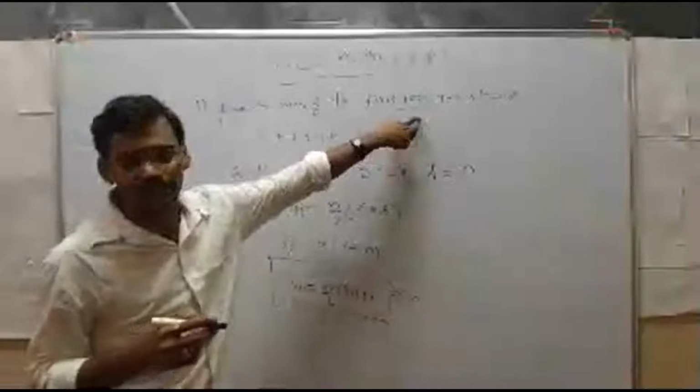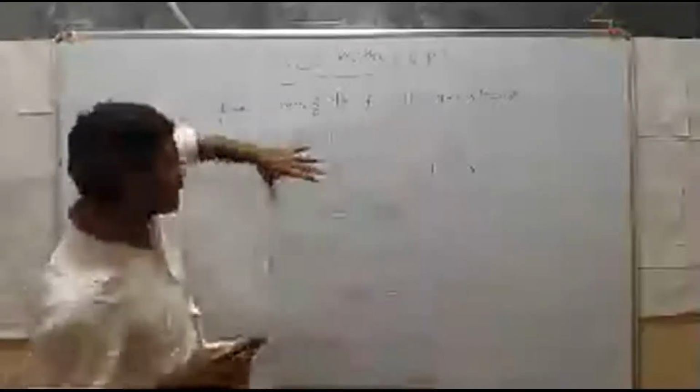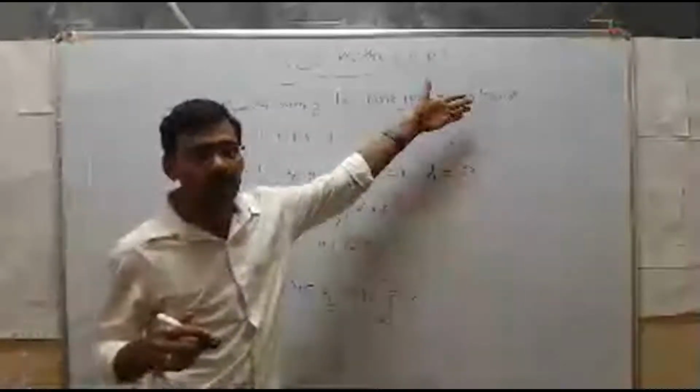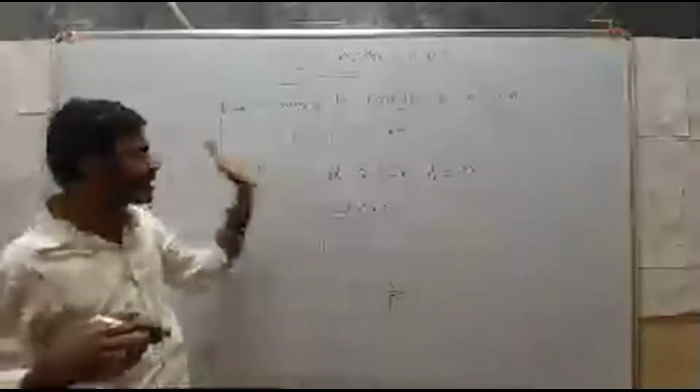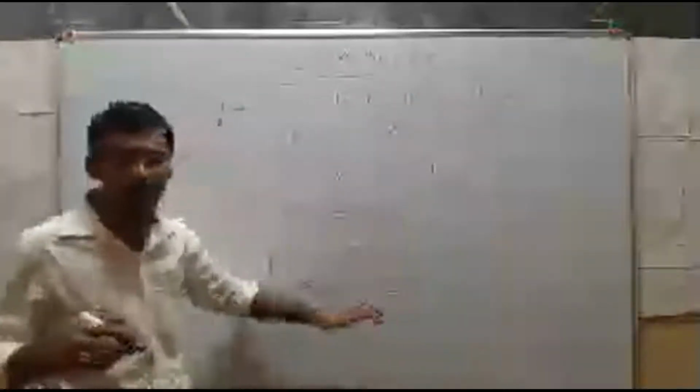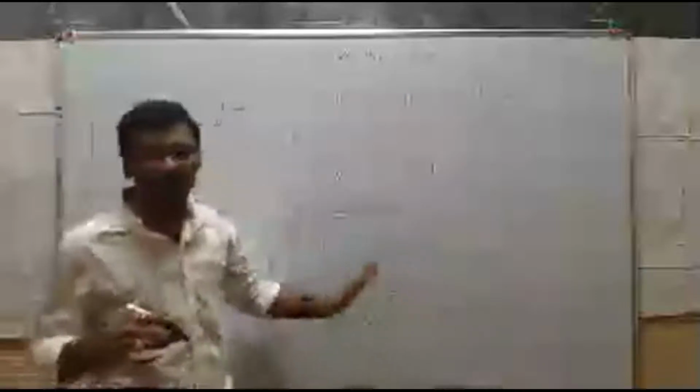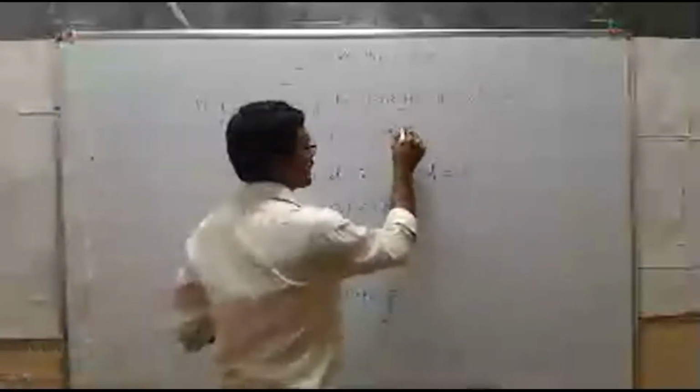If the entire AP has 50 terms, n is 50. If this AP has 1000 terms, the n value is 1000. If this AP has 500 terms, the n value is 500.